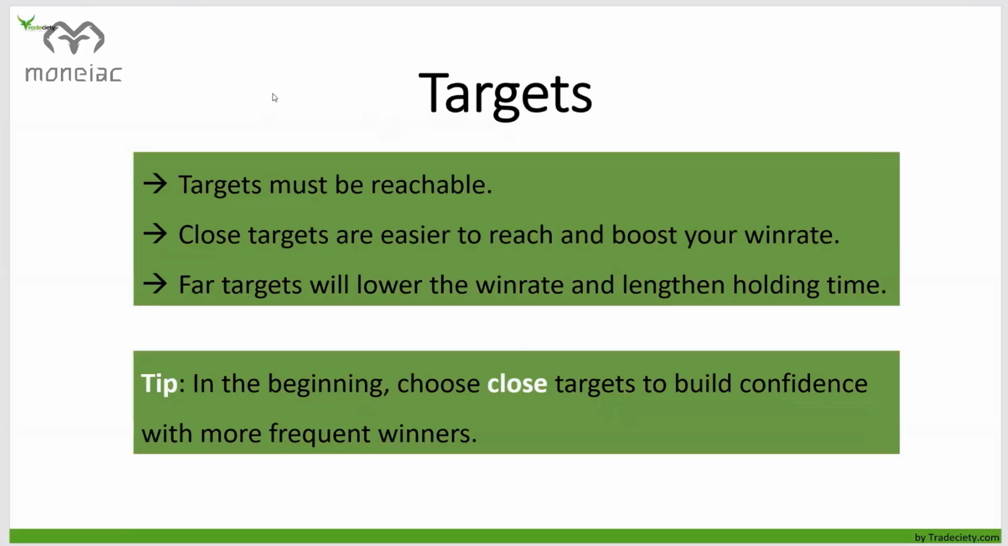And when it comes to targets, targets must be reachable. The problem that I see with many amateur and new traders is that they place their targets very optimistic and very often just too far away. And then what happens is that your win rate will go down because the further your target away, the harder it is for the price to reach it. And also, obviously, the closer your target, the easier it is to reach it and the higher your win rate.